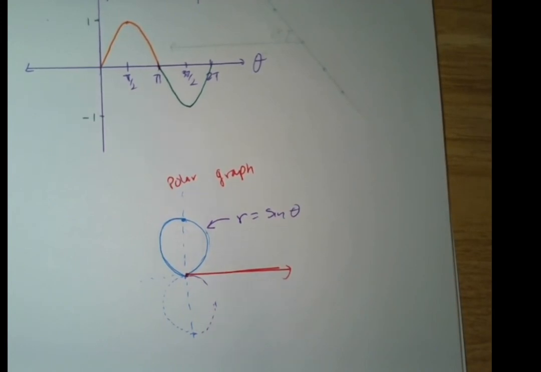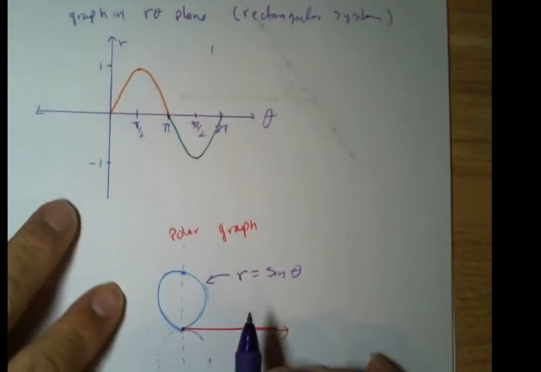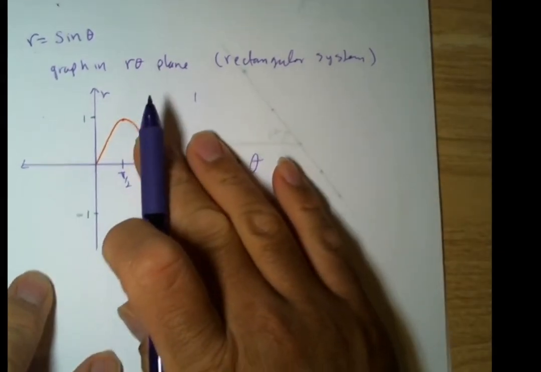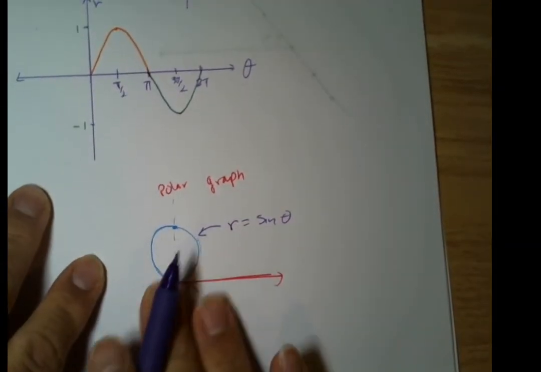Okay? All right. So in the next few videos, we'll look at different examples a little bit more involved, where we'll use this r-theta plane and this graph to help us graph it in the polar system.